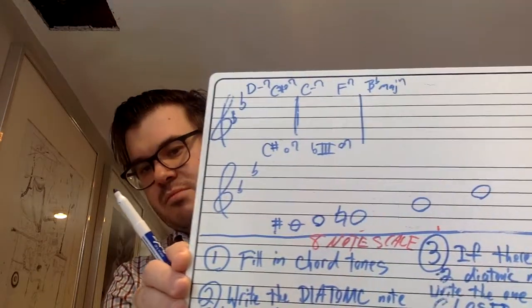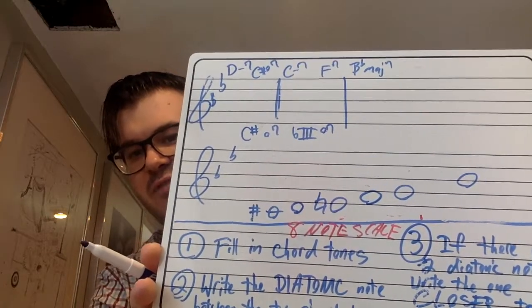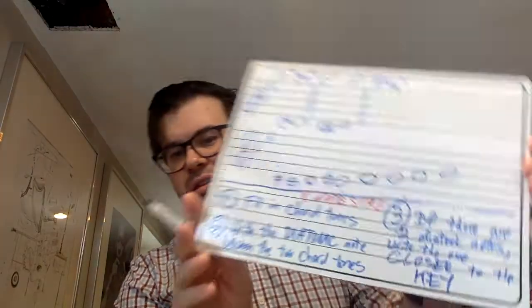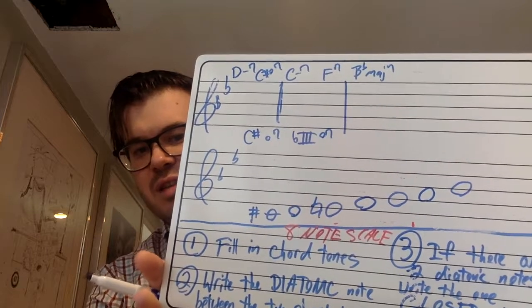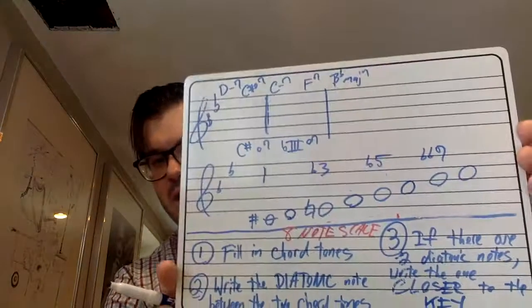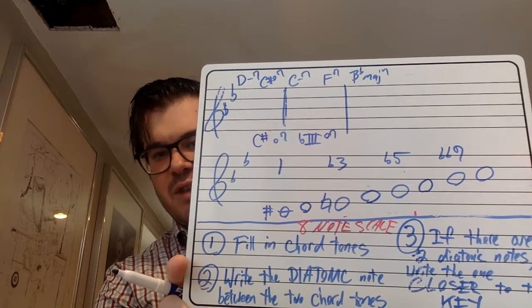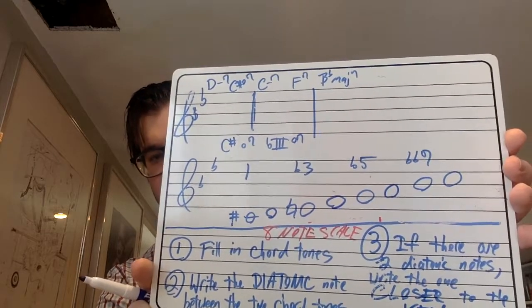Next, between E and G, you have F and F sharp, so it's F. Next, between G and B flat, you have A flat and A, so it's A. Next, you have B flat going to C sharp, you have B flat and C, so it's C. Now, I guess I should have written in 1, flat 3, flat 5, and double flat 7. I think the book calls it diminished 7. I don't really care. Whatever you call it's fine, as long as you make sure it's a chord tone, right?